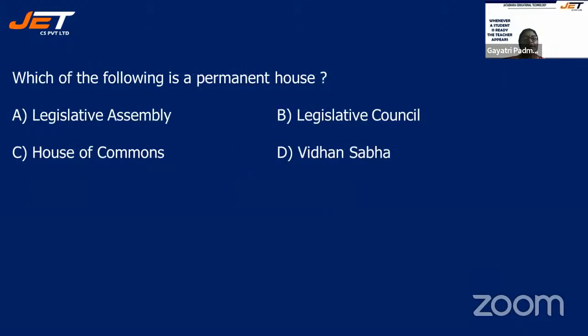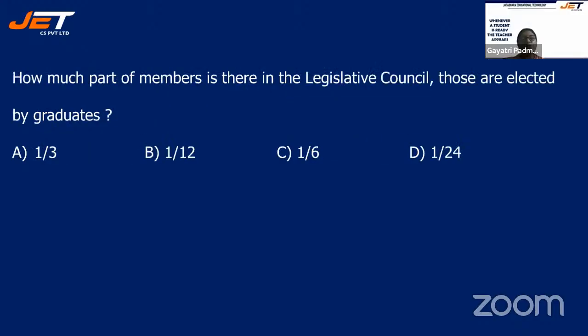Which of the following is a permanent house? Legislative Assembly, Legislative Council, House of Commons, Vidhan Sabha. Which of the following is a permanent house? Legislative Assembly, Legislative Council, House of Commons, or the Vidhan Sabha? Let's see, it is Legislative Council.